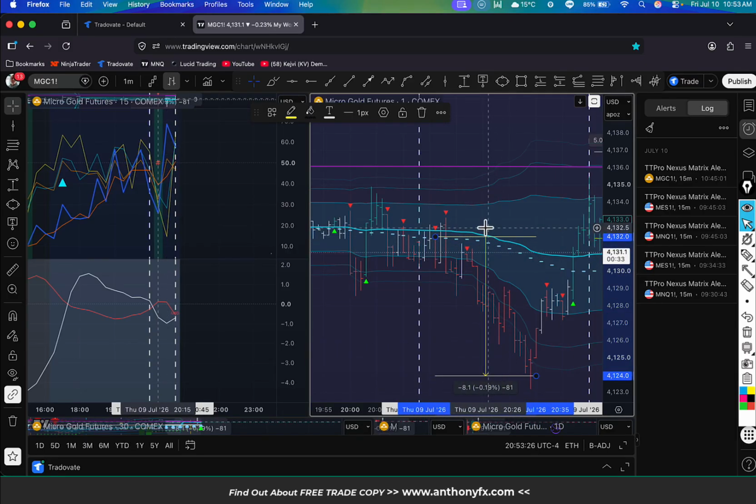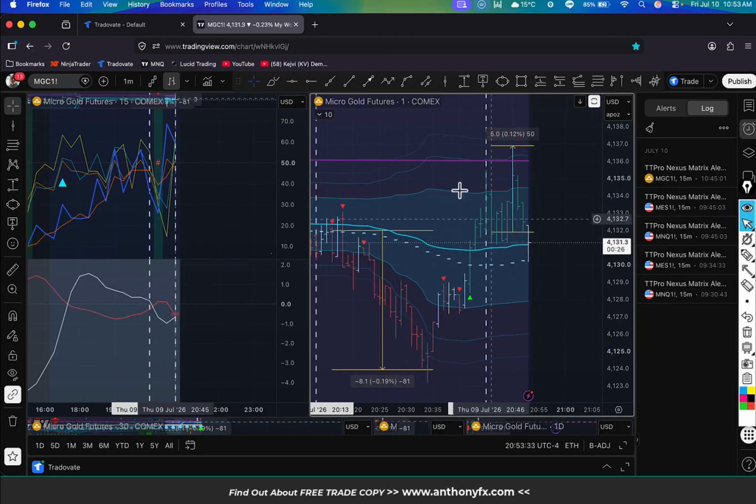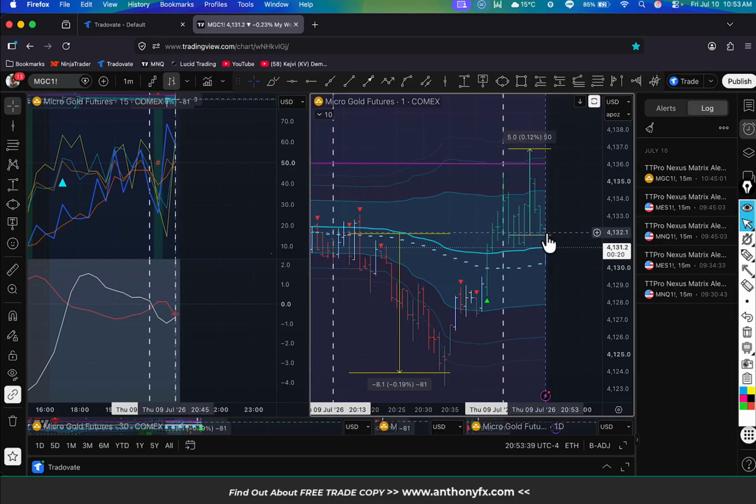You want to really tighten up your risk with this, because you never know when it's going to turn around and head the other way. And I would close on a white candle. So if that's my entry, that white candle there, I would have closed at break even. Just go back and have a quick look over here.